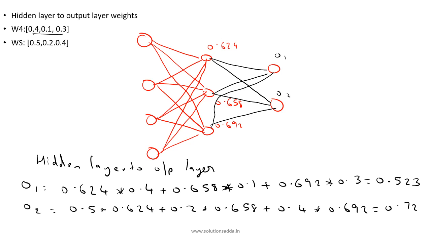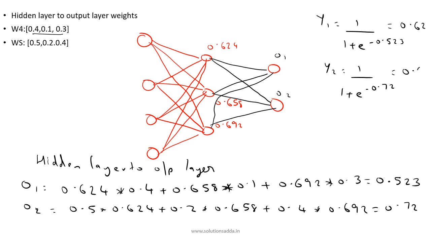Now let's calculate the final result. Y1 is 1 by 1 plus e raised to minus 0.523. This will be equal to 0.62, and Y2 will be equal to 1 by 1 plus e raised to minus 0.72, which will be equal to 0.68. These are the final two output values, 0.62 and 0.68.